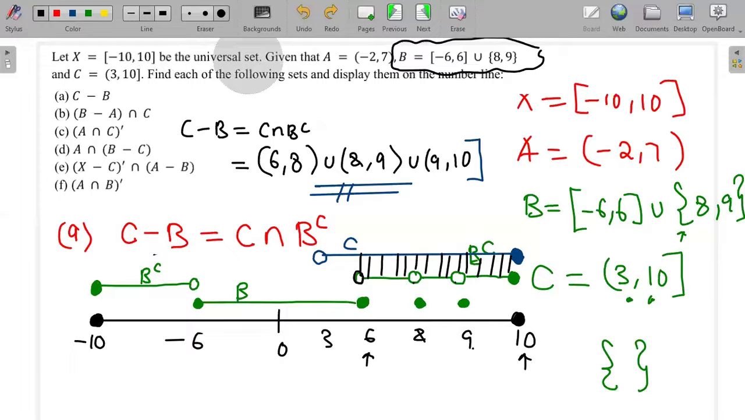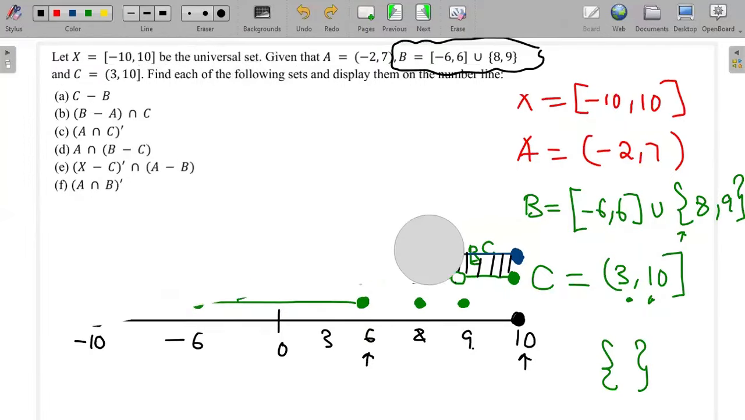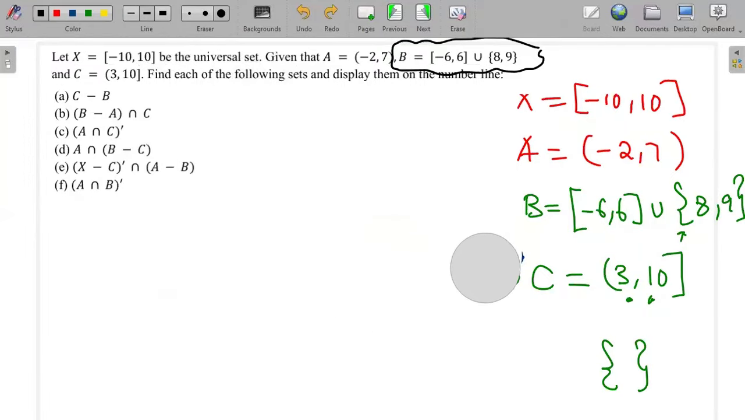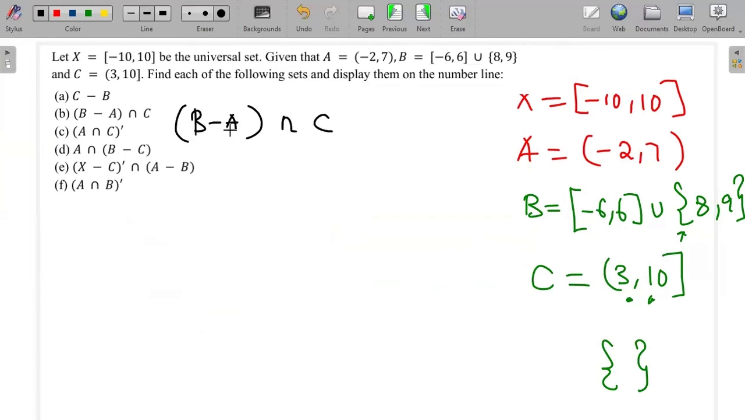Okay, so now let's look at another question, which is part B. We're simply using the same concept. So on B, they have said B minus A. I already explained what the minus means, right? And then intersection C. So B minus A is the same as B intersection A complement, in brackets like that, and then intersection C.